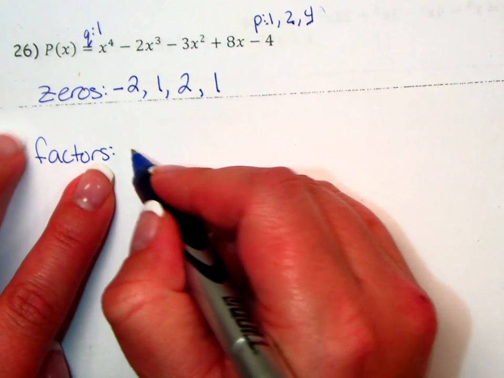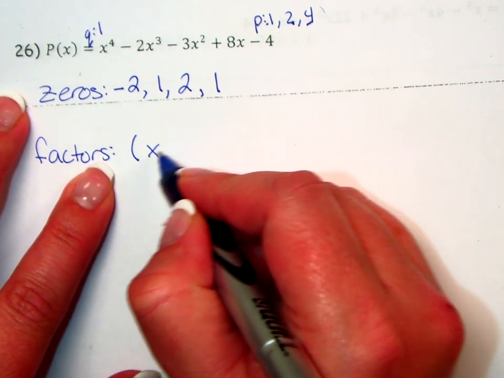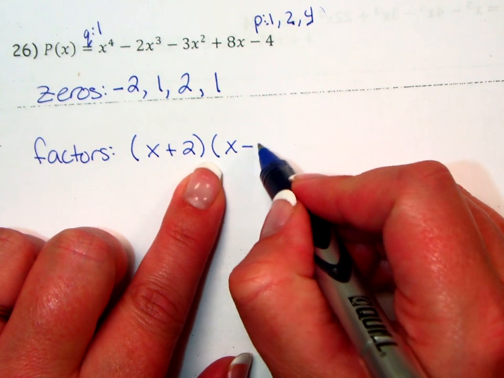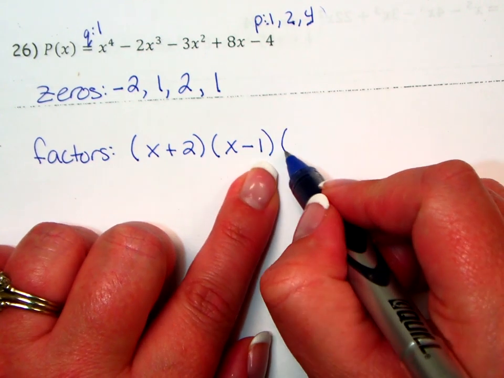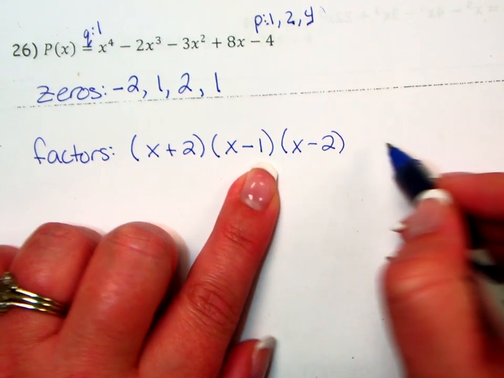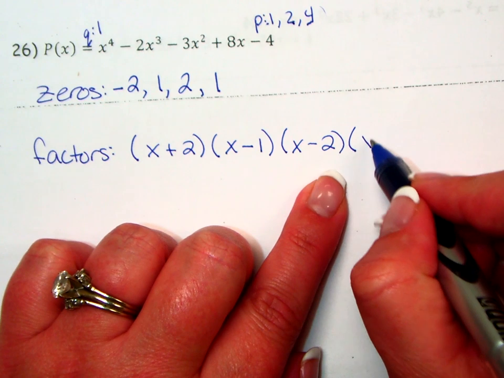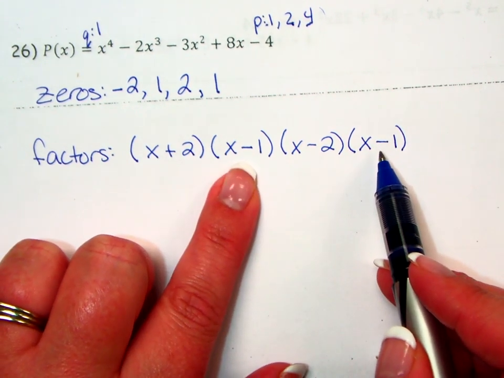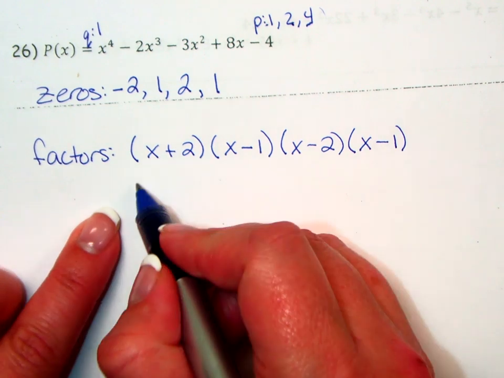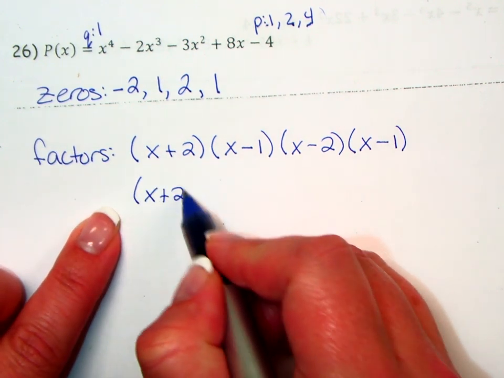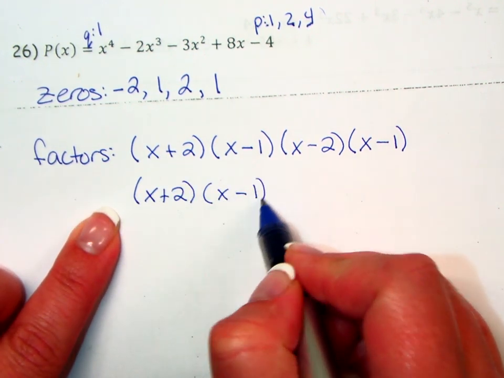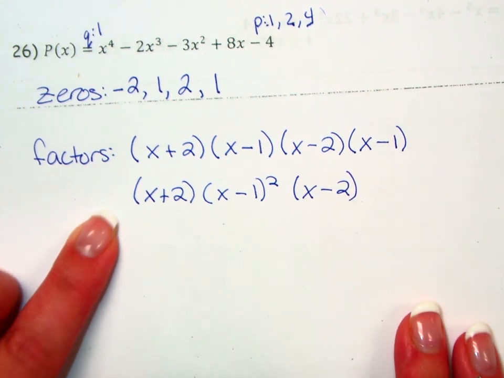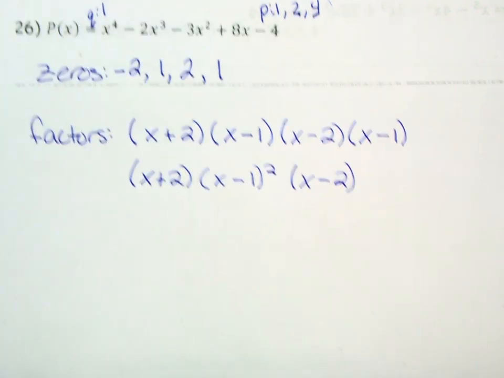Factors. If negative 2 is a 0, x plus 2 is the factor. If 1 is a 0, x minus 1 is the factor. If 2 is a 0, x minus 2 is the factor. If 1 is a 0, x minus 1 is the factor. And because we have 2 x minus 1 factors, feel free to write that as x minus 1 squared. Okay? Bueno.